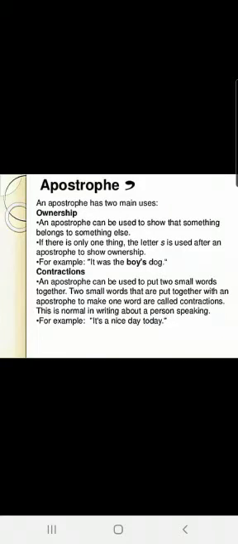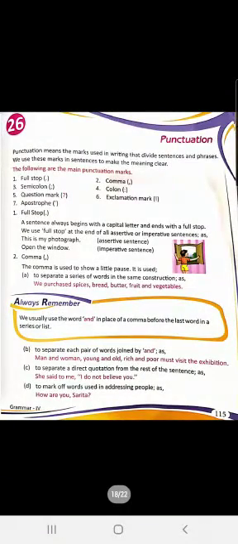For example, it's a nice day today. Now children, it's is a contracted form. It's is a short form, contracted form of it is. So we made it as one word. It apostrophe S shows it is. It's a nice day today. Let us read from your book now, children.